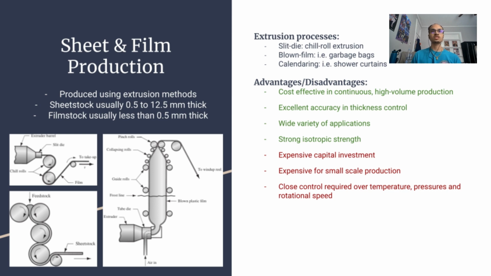Some advantages of this type of production process are that it is cost-effective and continuous high-volume production, has excellent accuracy and thickness control, can be used in a variety of applications, and has robust isotropic strength. Some disadvantages are that there is a very high starting cost because of the specialized equipment and tooling. It needs a close watch over the temperatures, pressures, and rotational speed of the polymers and tooling as to not break the flow of production, and although cheap in high volume runs, it is costly for small-scale production.